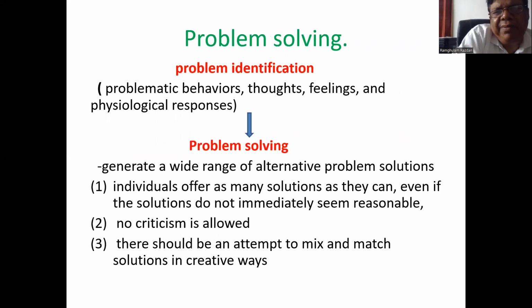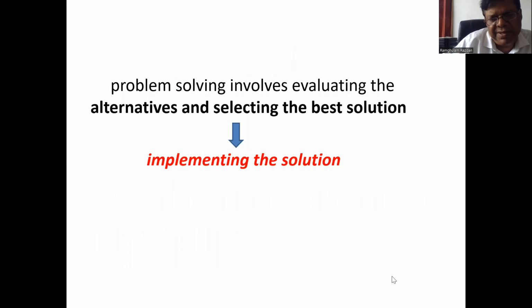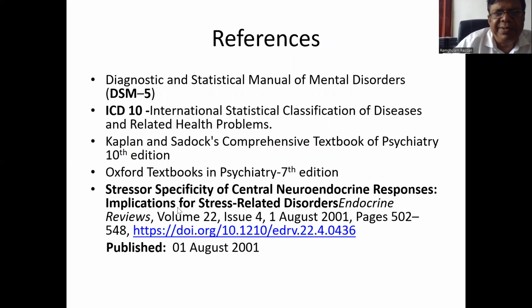In problem solving, problematic behavior, thoughts, feelings, and physiological responses are identified. A journal generates a wide range of alternative problem solutions. Individuals offer as many solutions as they can, even if the solutions do not immediately seem reasonable, with no criteria at first. There should be an attempt to mix and match solutions in a creative way. Problem solving involves evaluating alternatives, selecting the best solution, and implementing it.